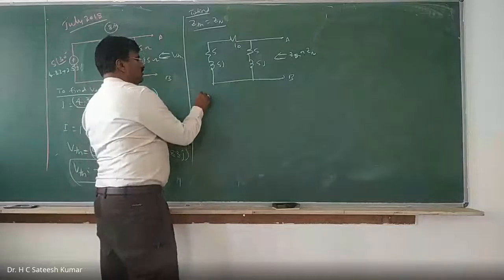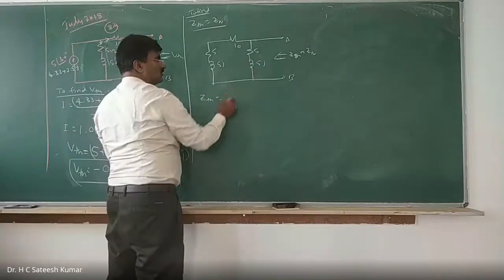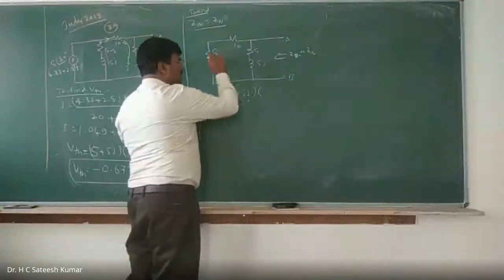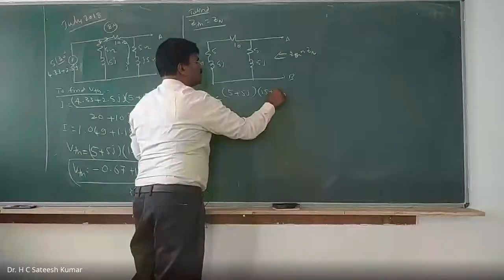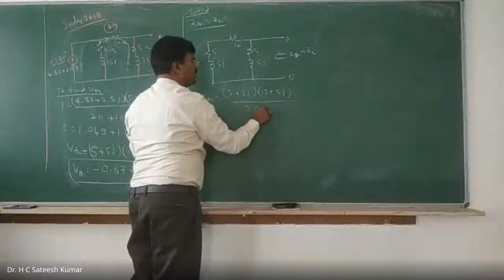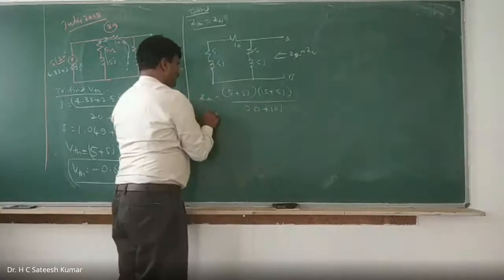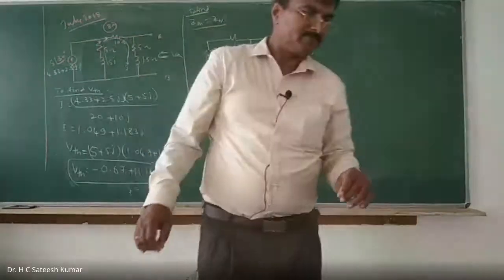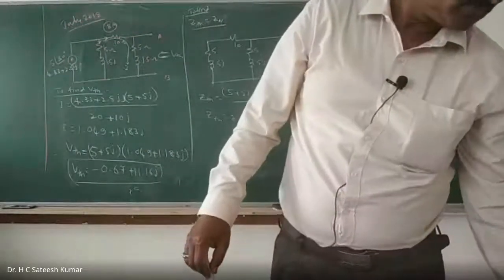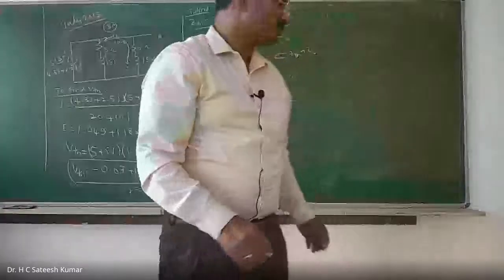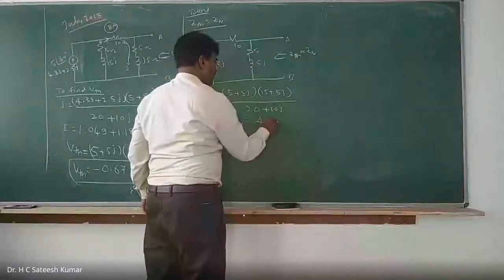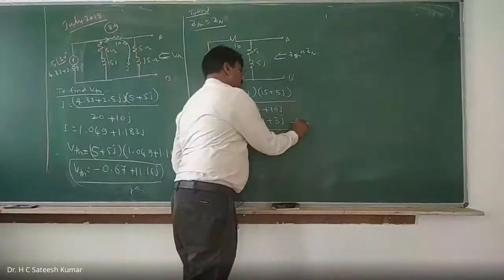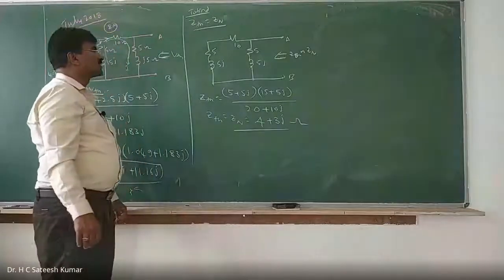Okay, right? Therefore, ZTH is equal to, what is that we have? 5 plus 5J into 15 plus 5J, divided by 20 plus 10J. That is your ZTH, which is equal to Z Norton. How much is that? 4 plus 3J, you will get it. Correct. Okay, right. That is your ZTH.